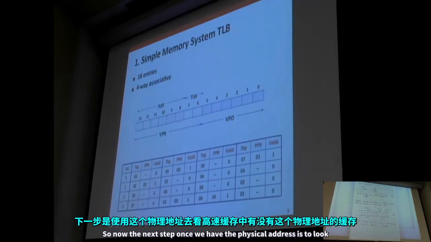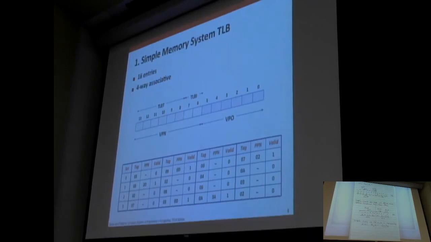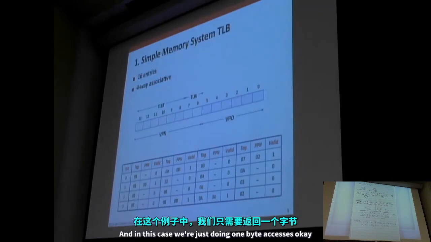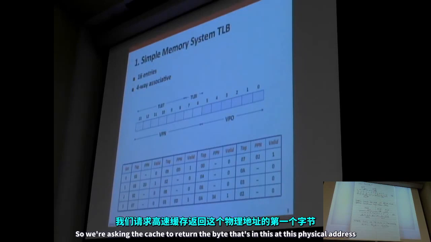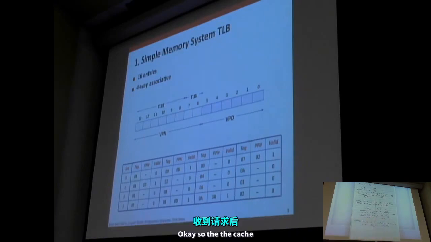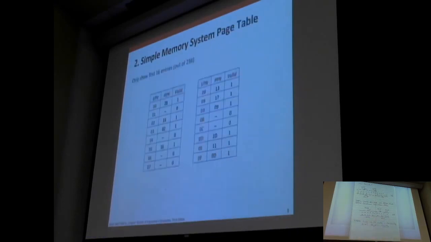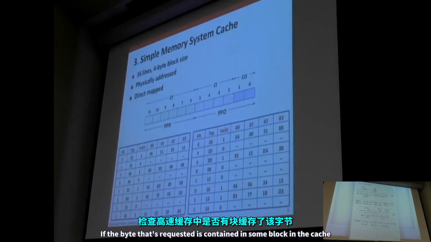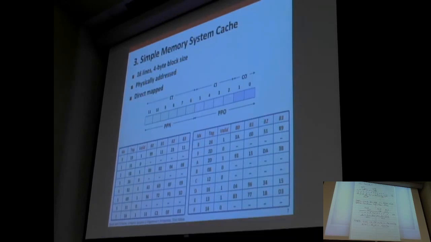So now the next step, once we have the physical address, is to send that to the cache and ask the cache to return the value at that address. And in this case, we're just doing 1 byte accesses. So we're asking the cache to return the byte that's at this physical address. So the cache, of course, first checks to see if the byte that's requested is contained in some block in the cache.